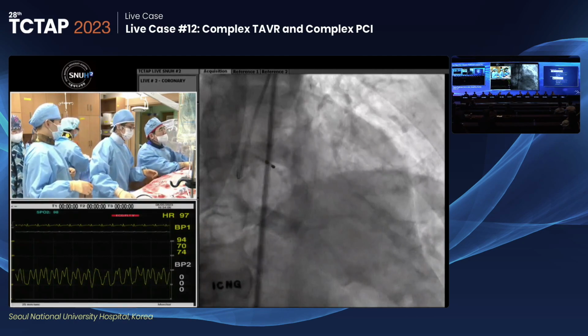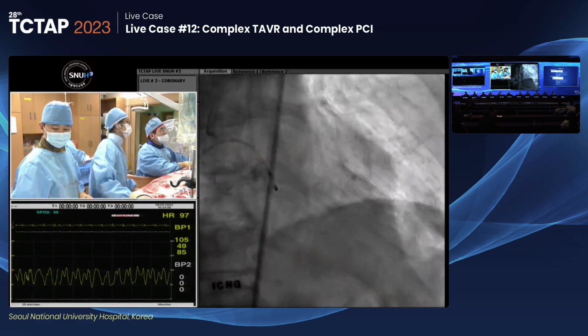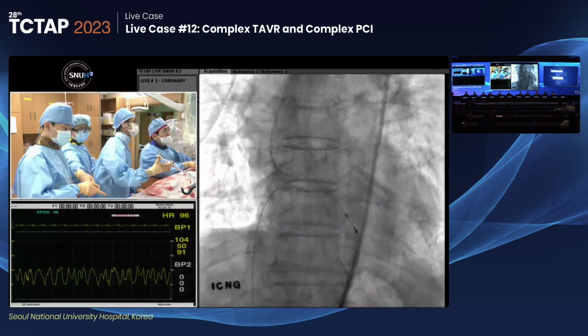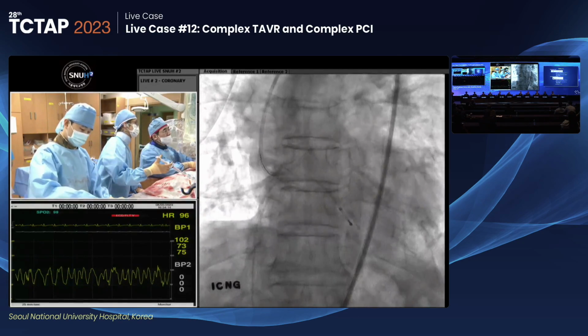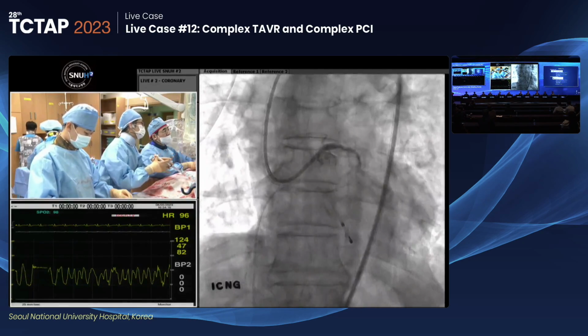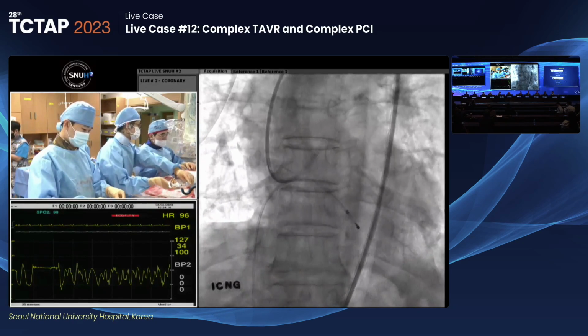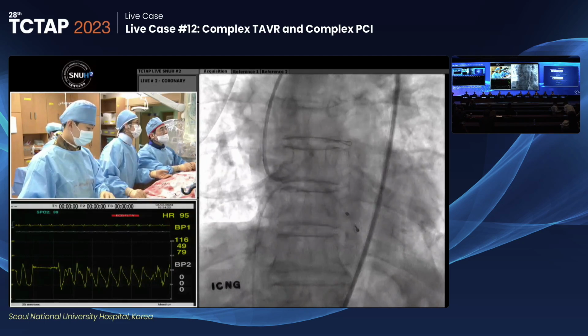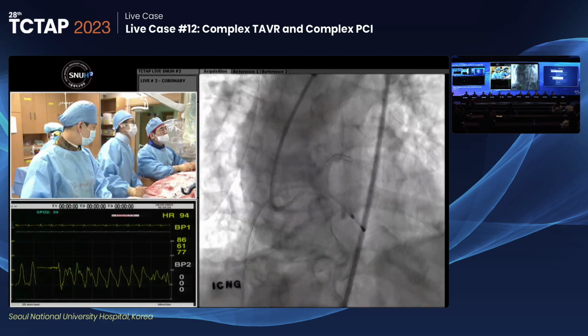AP. But it's very easy to be on this side than on the other side. Dr. Hwang, Doyeon, save the contrast volume. Okay, thank you.